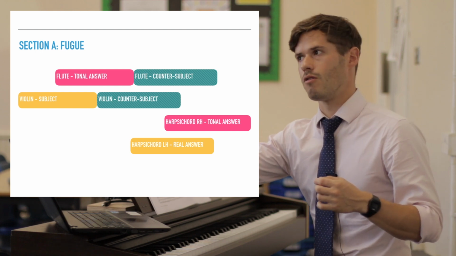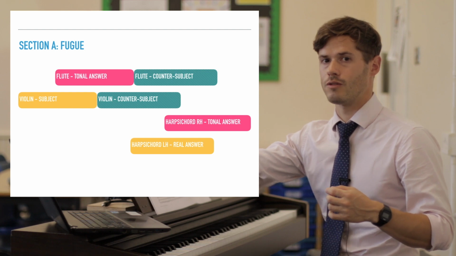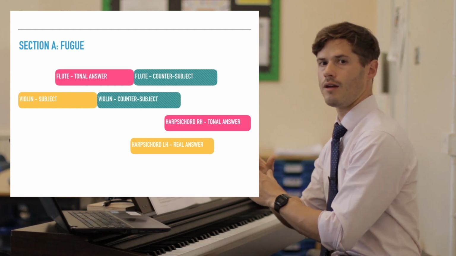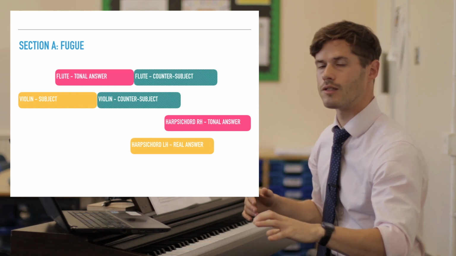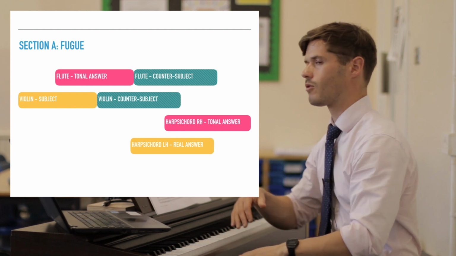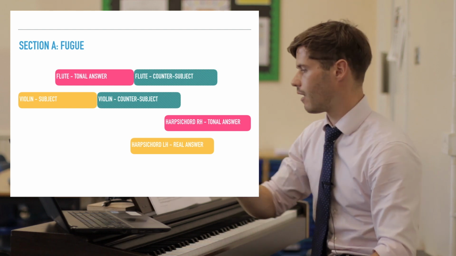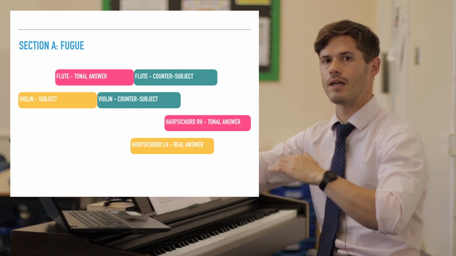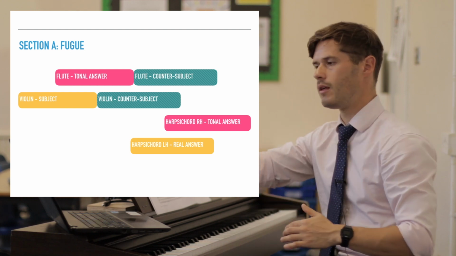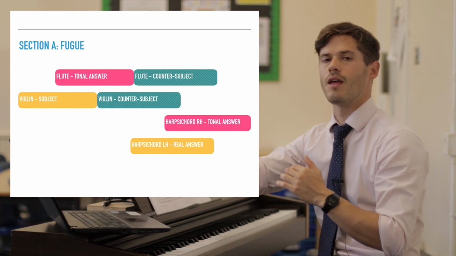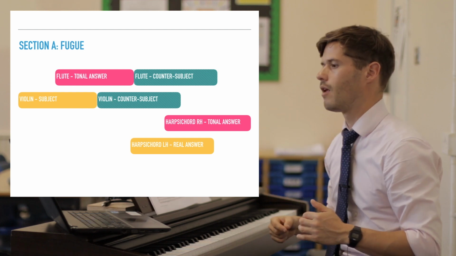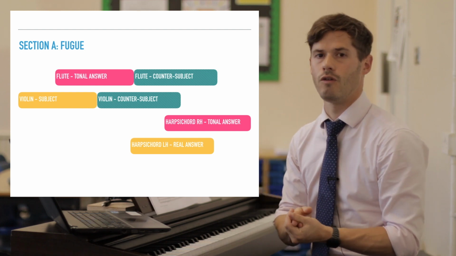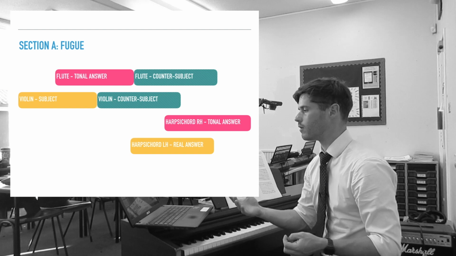So we've got subject at the very beginning on the violin, then the tonal answer with the flute, and then later in bar 9 we've got a real answer in the left hand of the harpsichord and then a tonal answer in the right hand of the harpsichord. And this continues. They keep swapping these subjects, and you can hear this theme coming through again and again throughout. So that is a fugue, and that's how section A opens.